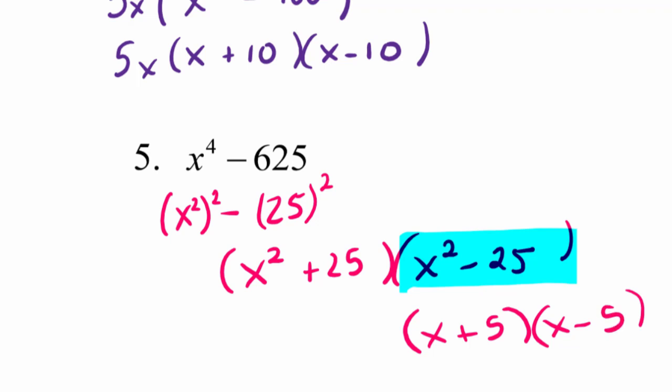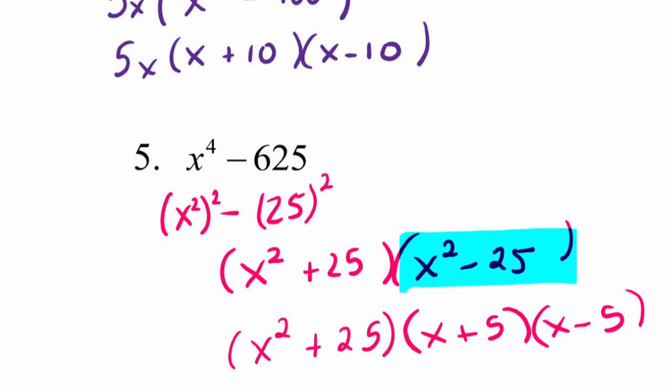So notice it's always a good idea to look at your final answer before you're done and see if you can possibly factor further. And in this case, we can. But then let's look at that x squared plus 25. That's called the sum of squares. And the sum of squares is prime. That means it does not factor further. So we bring down the x squared plus 25.